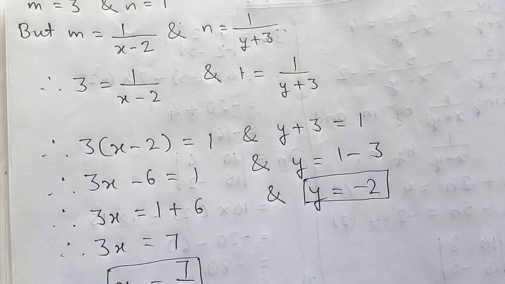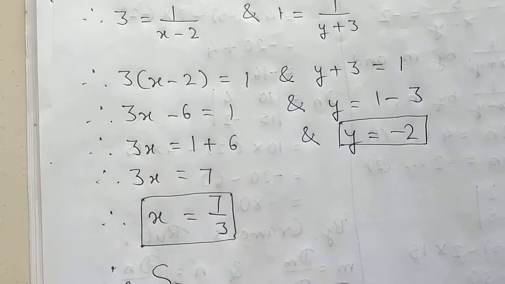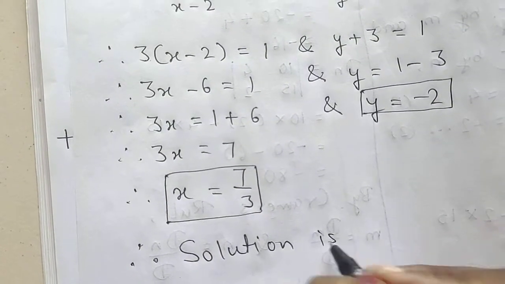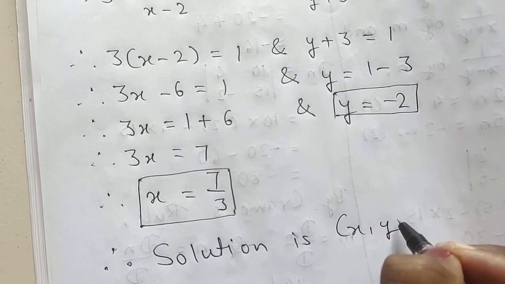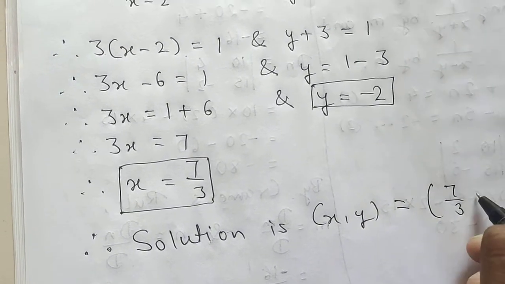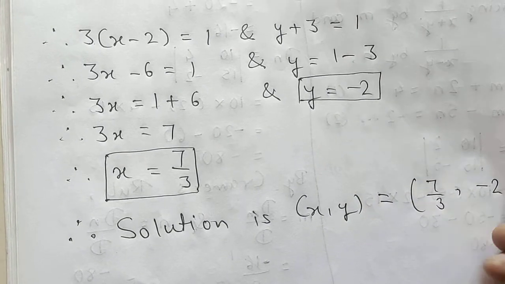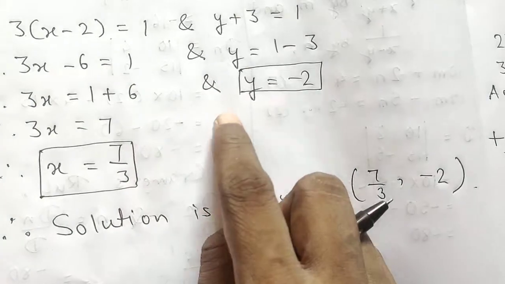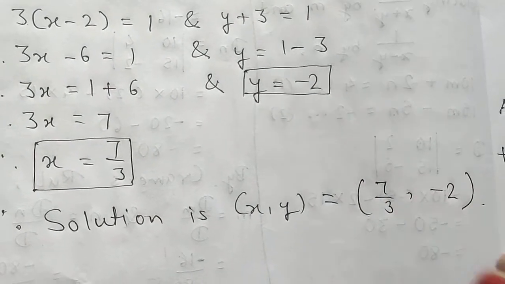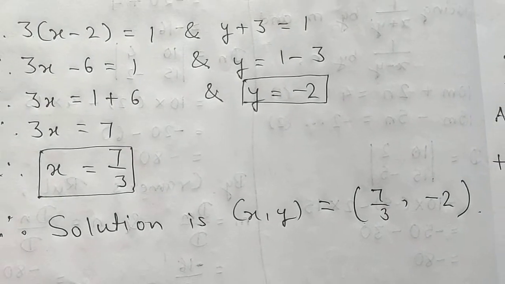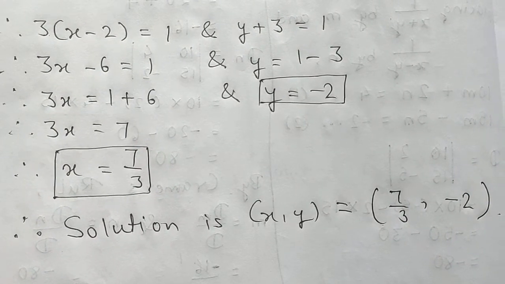Okay. So in this way we got our answer, that is the solution x comma y, that is 7 upon 3 and minus 2. Yes or no? x is 7 upon 3, y is minus 2. Okay. Now this is your third question.